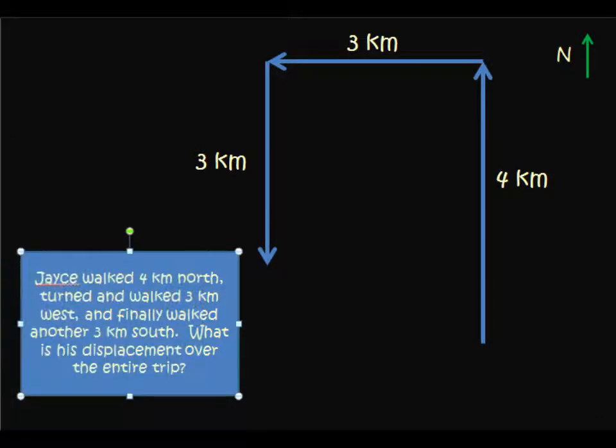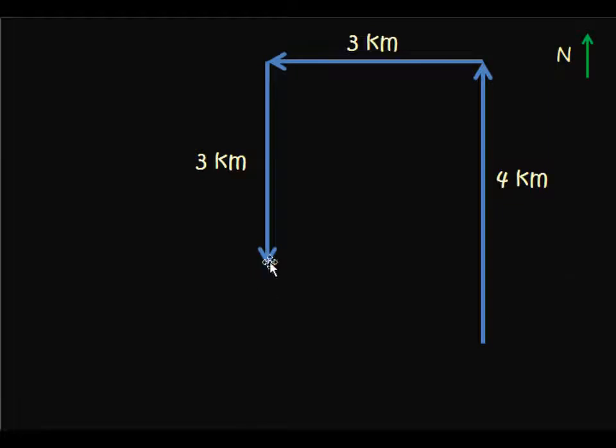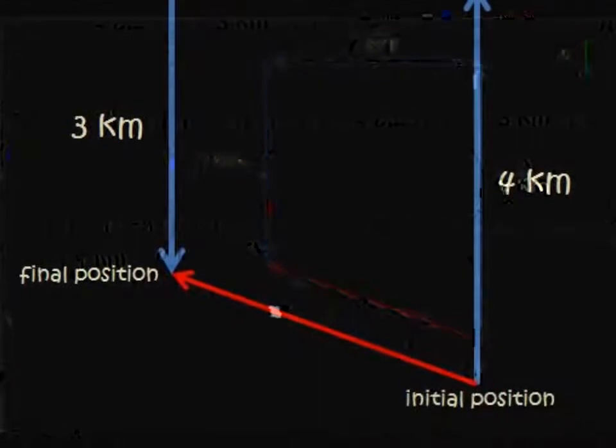Displacement, we know, is defined as final position, which is right here, minus initial position, which is right here. We can draw displacement as a vector or an arrow with a head at his final position and a tail at his initial position.